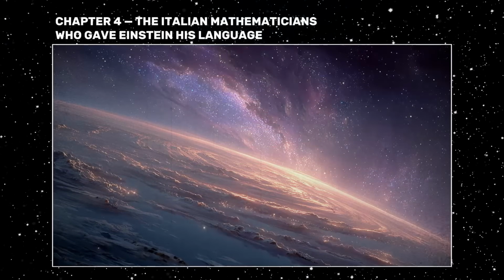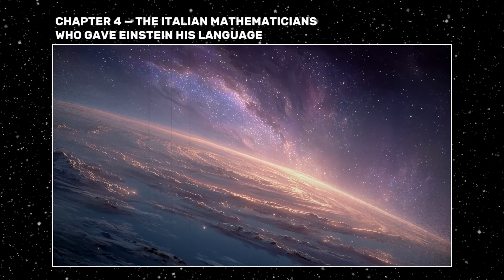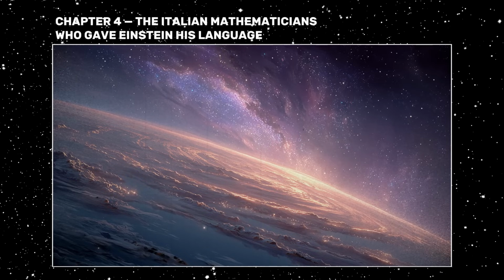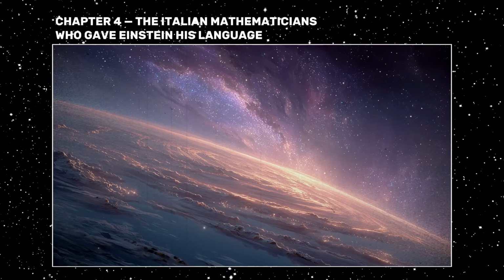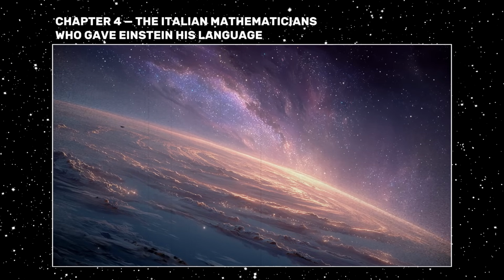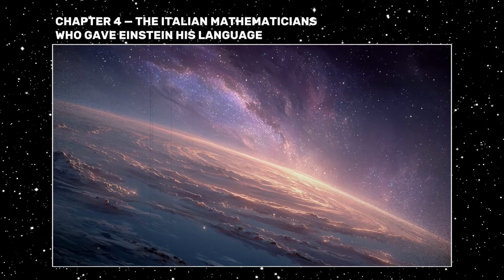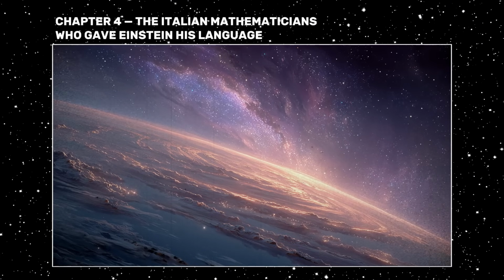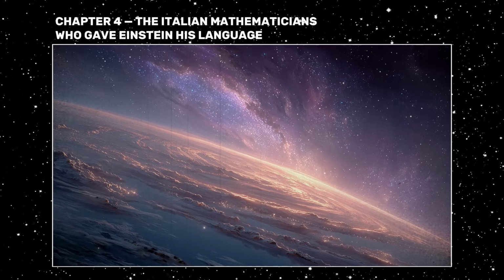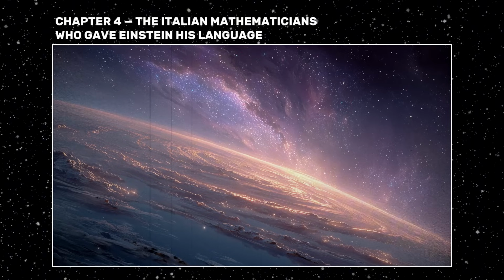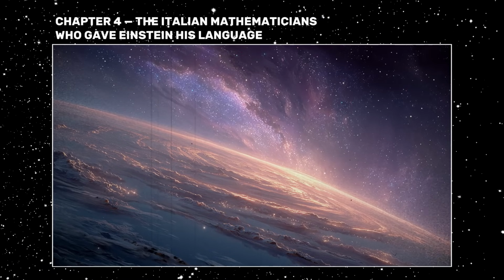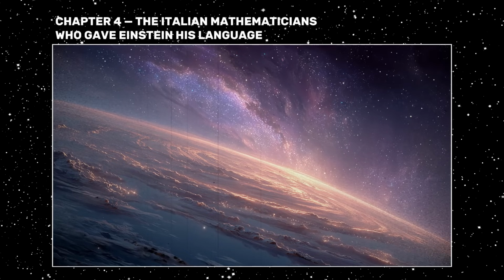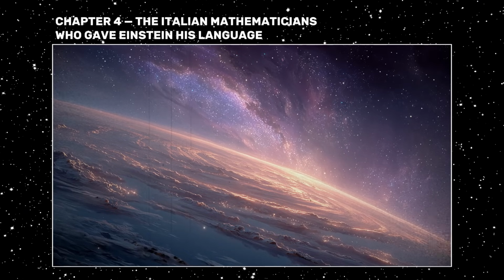Chapter 4. The Italian mathematicians who gave Einstein his language. In the story of modern physics, Albert Einstein often stands as the central figure, the genius who redefined space, time, and gravity. His name has become synonymous with intellectual brilliance, and the theory of general relativity is often described as his crowning achievement. Yet, behind the elegance of his equations lies a mathematical language he did not invent.